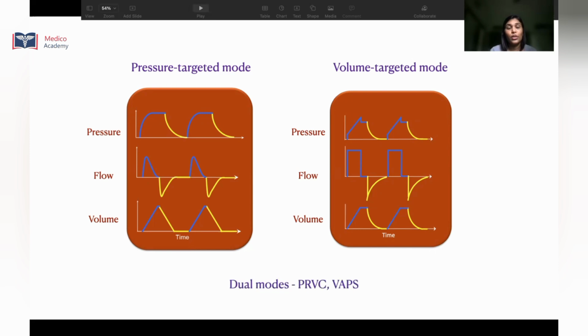And there are dual modes in which you can control both pressure as well as volume so as to avoid barotrauma as well as volume trauma. The examples of dual modes are pressure regulated volume control mode or the PRVC mode and volume assured pressure support, which is VAPS.